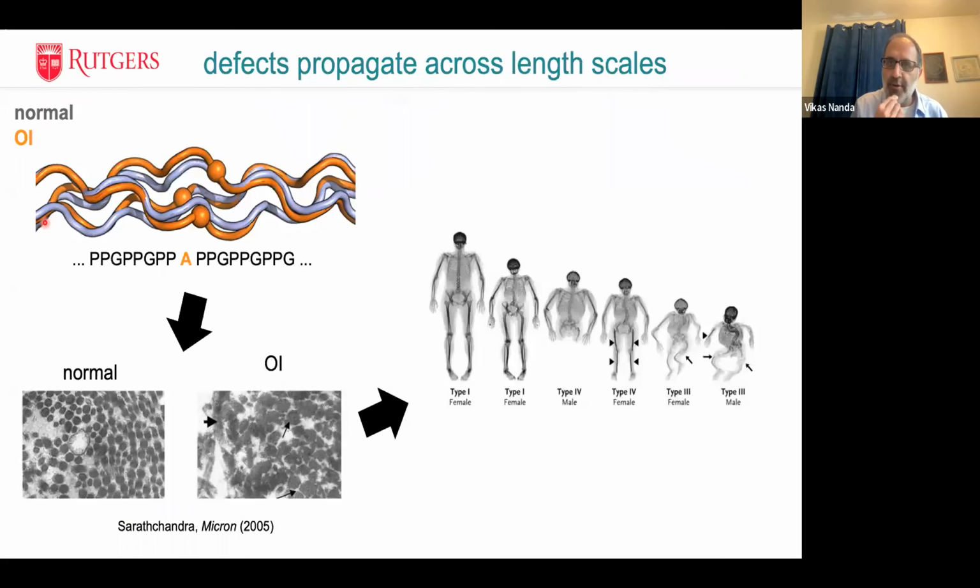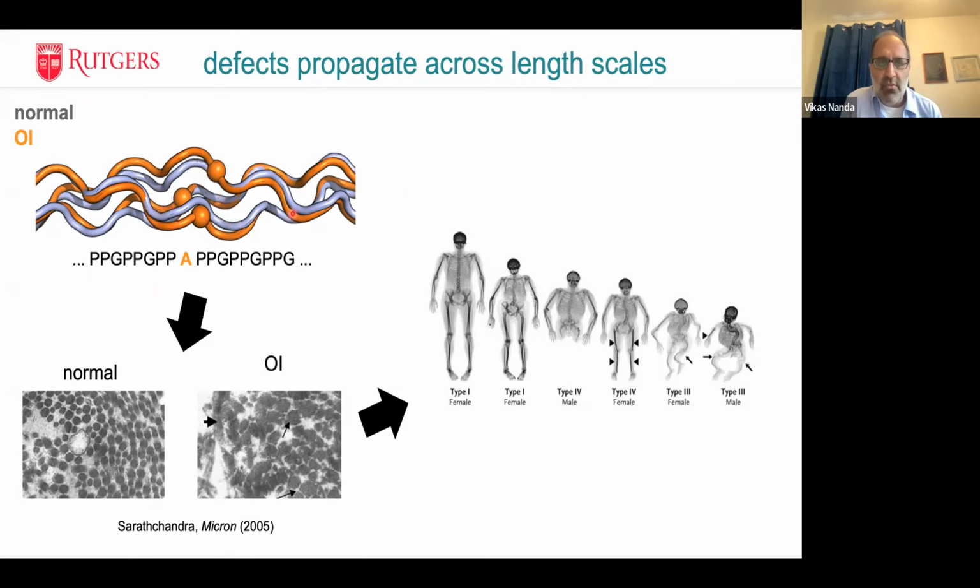All right. So an example of this is the way that diseases of collagen propagate over different length scales. So I'm showing you here, for example, a collagen triple helix. This is a model sequence where it's all prolines and glycines. One of these glycines in the middle has been replaced by an alanine. And I'm showing you that here in this orange circle. And the effect on the structure is there.